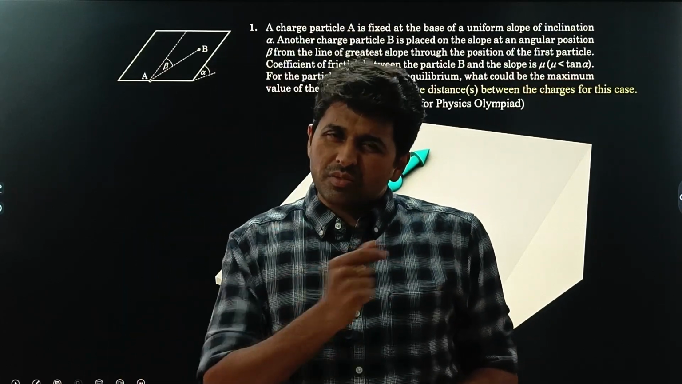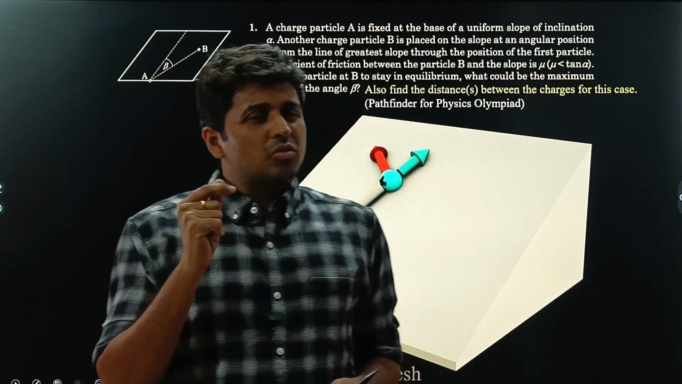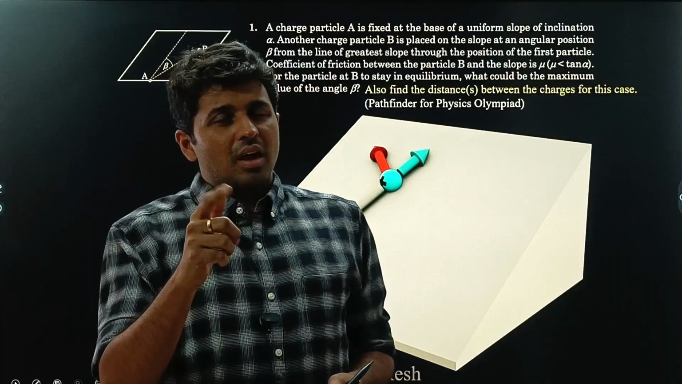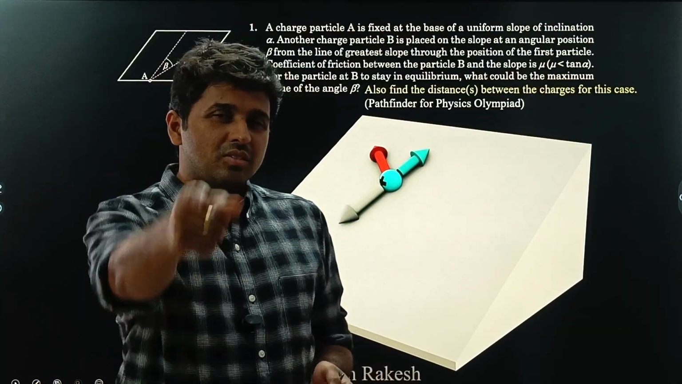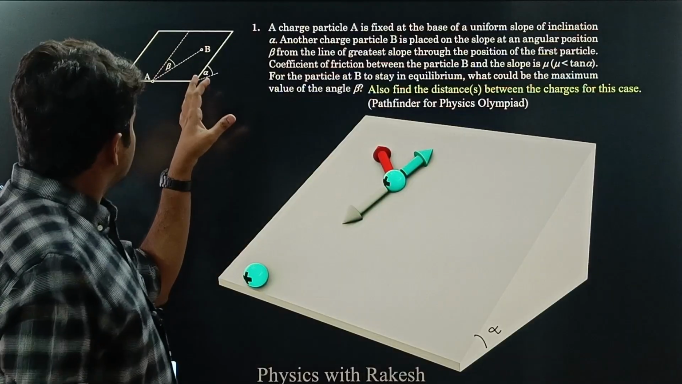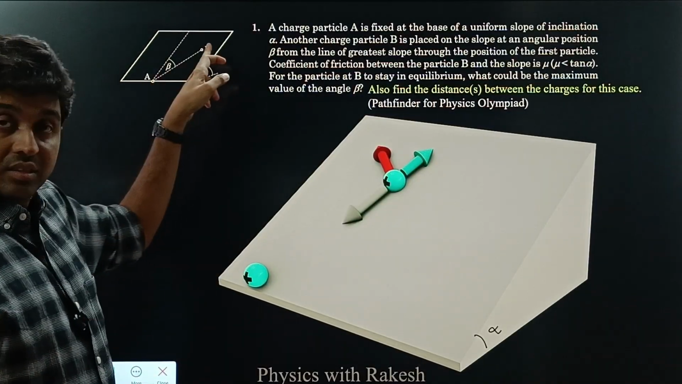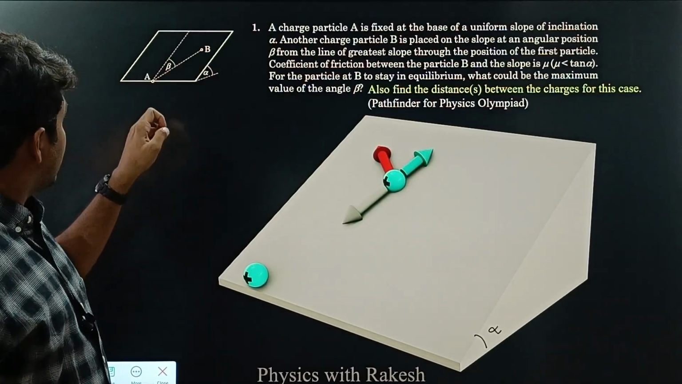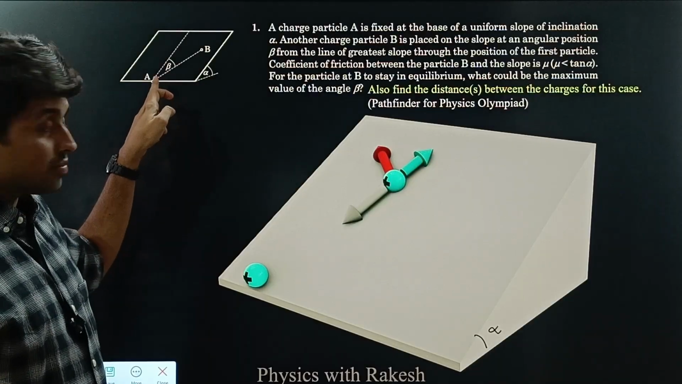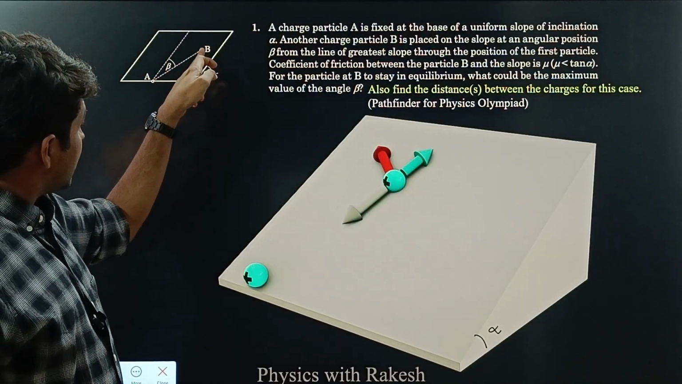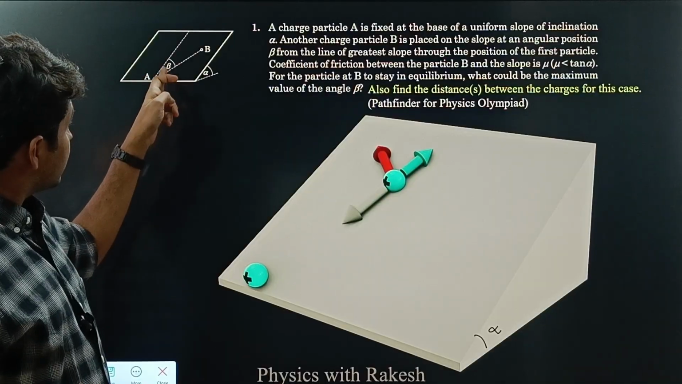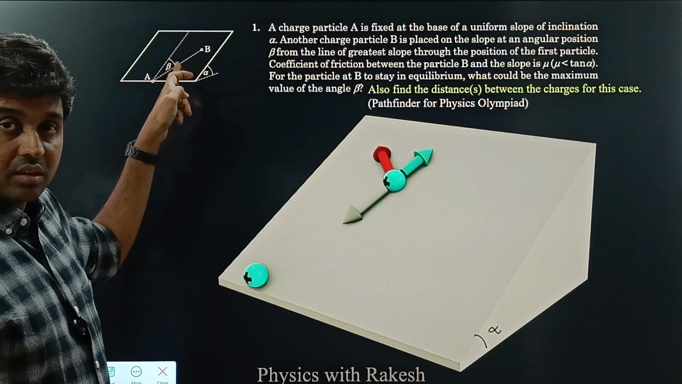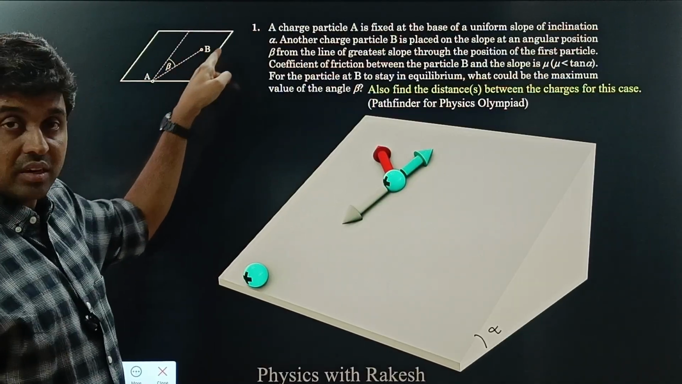Next, let us look at a tough question from Pathfinder, and we'll be solving it in a single step. And with the beautiful visuals which I'm giving you, you can understand it instantly. So basically, there are two charges on an inclined plane, and this charge is fixed here. Okay, and this charge, we can move on the incline. The question that is asking is what is the maximum angle beta so that this charge is at rest.